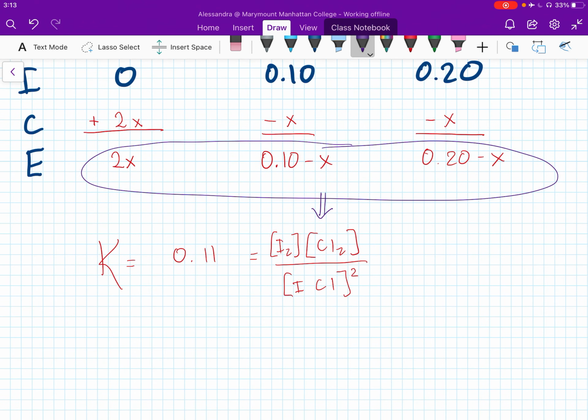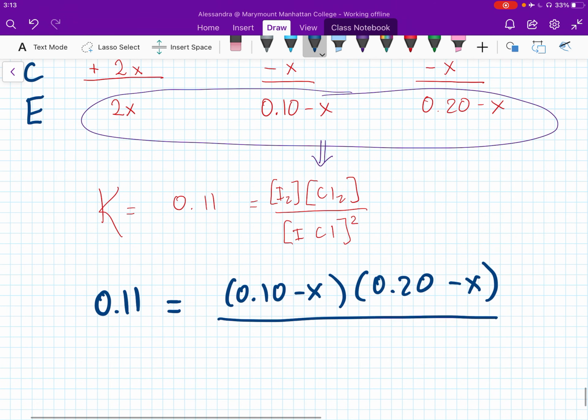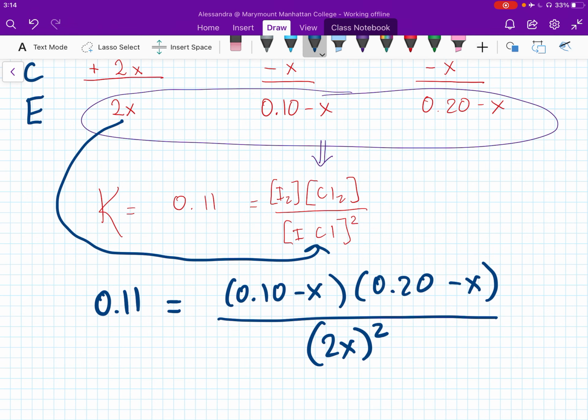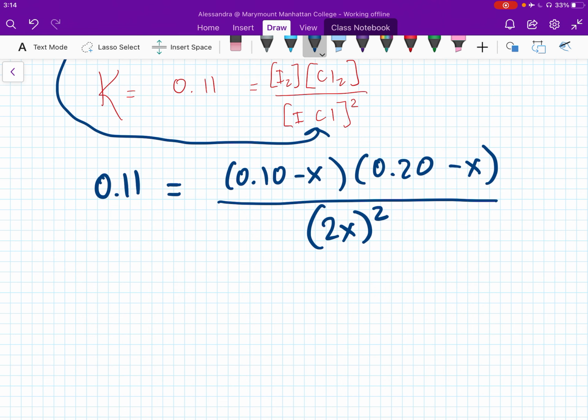So the expression becomes 0.11, the K value, is going to be equal to 0.10 minus x times 0.20 minus x. Those are the iodine and chlorine concentrations, over 2x squared, because 2x is the equilibrium concentration of iodine monochloride. So now we know we don't have a perfect square. This isn't as simple as the example in the previous lecture because we don't have a perfect square. What we need to do is simplify this, and it looks like we're probably going to have to use the quadratic formula to solve it.